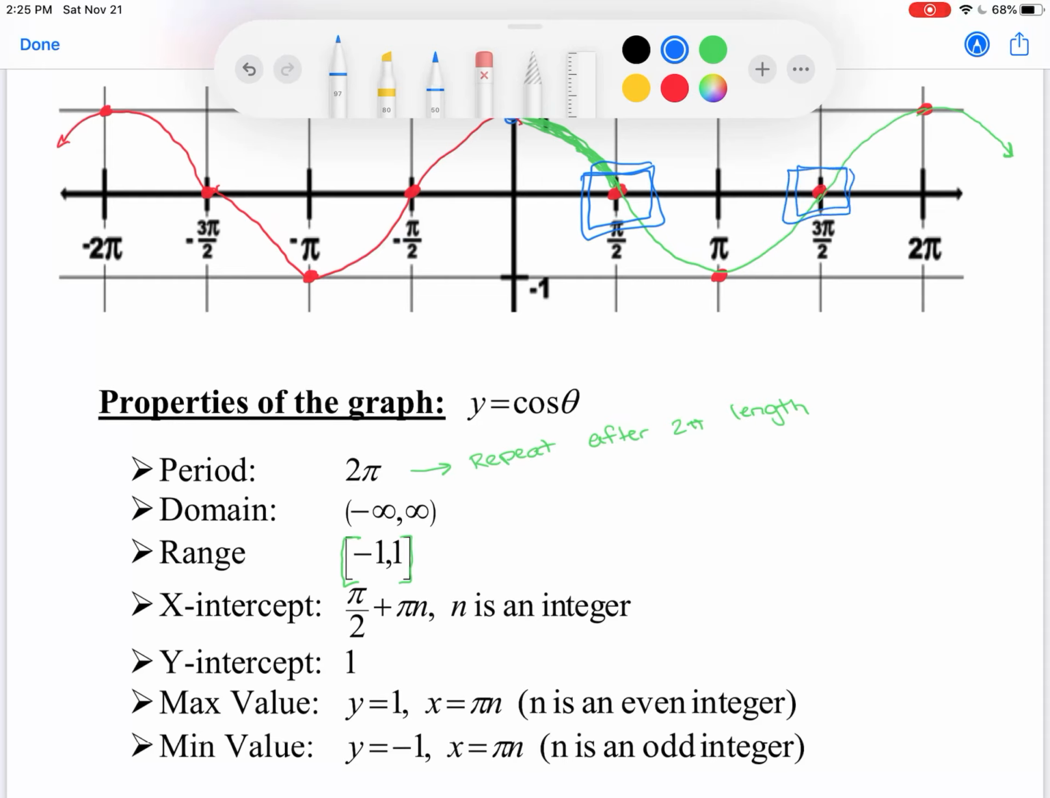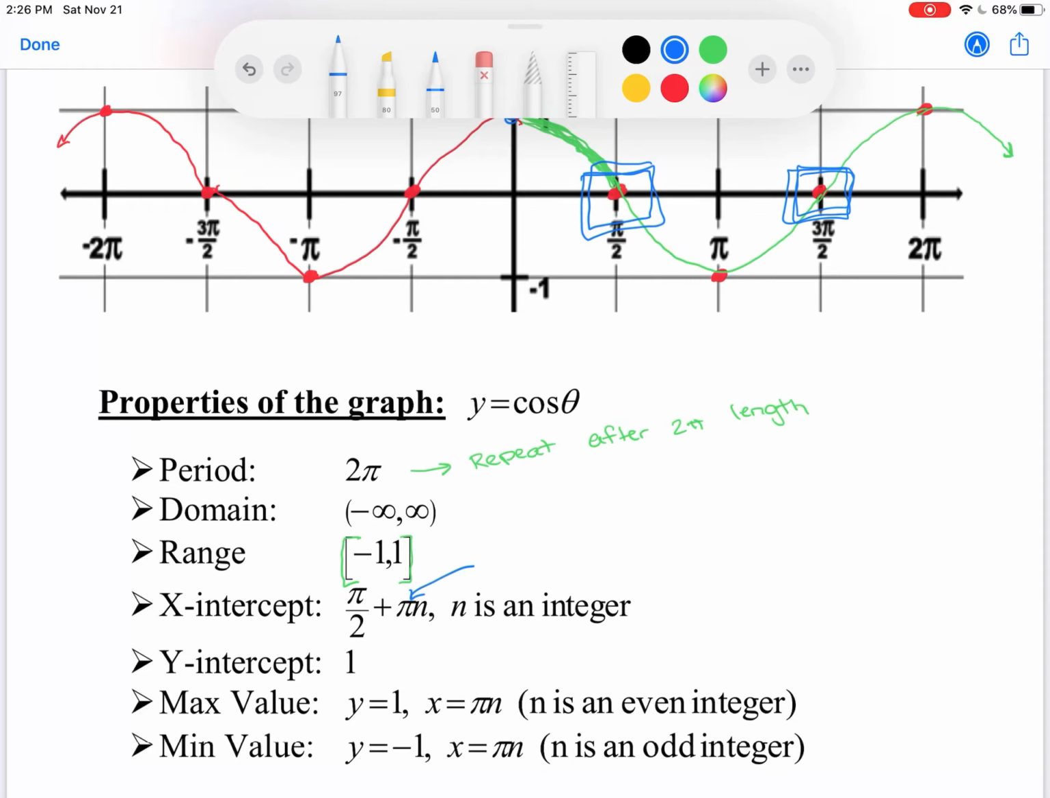As for your x-intercepts, try this one on your own. Take a look at the first x-intercept that's going to occur on the right-hand side. Always work with positives because that's easier. So it's going to occur the first time at pi over 2. And then the next time it's going to occur is at 3 pi over 2.